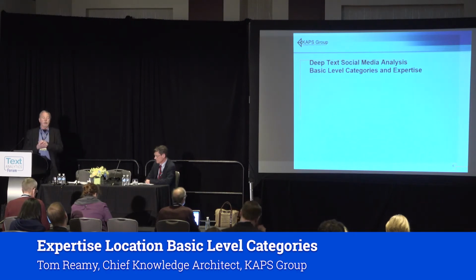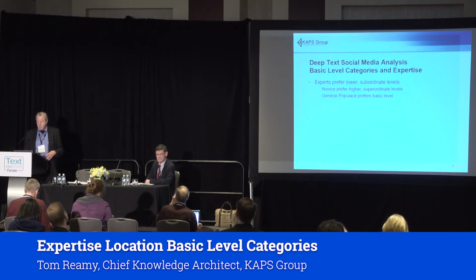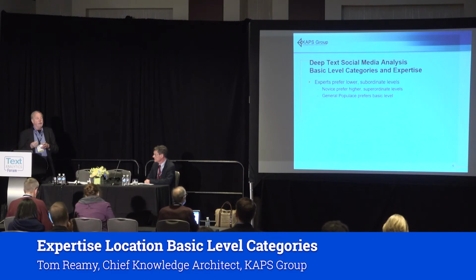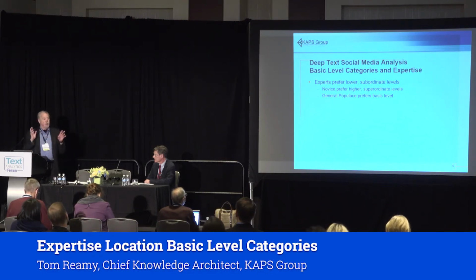So what does all this strange theory have to do with us, with doing text analytics, with taxonomies, or in this particular instance, expertise location? There are a lot of characteristics you can use to build models about expertise. One of them is that experts tend to prefer the lower levels, not the basic level or the higher level. Novices tend to stay at the high level, with more general words. And the general populace prefers the basic level. Again, these are tendencies, not hard and fast rules.